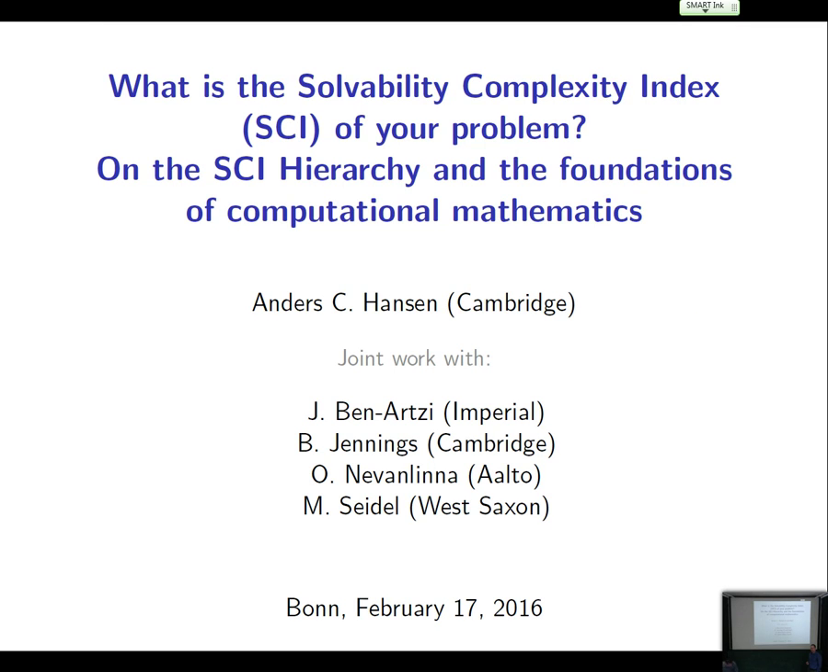This is an experiment, because I'm going to be talking about the foundations of computational mathematics. But the idea is that this should be hopefully interesting to essentially anybody interested in math who owns a computer. And of course, I'm going to emphasize the important links to the core theme of this workshop. This is joint work with Jonathan Benartzi, Ben Jennings, Olavin Evelina, and Marcus Seidel.